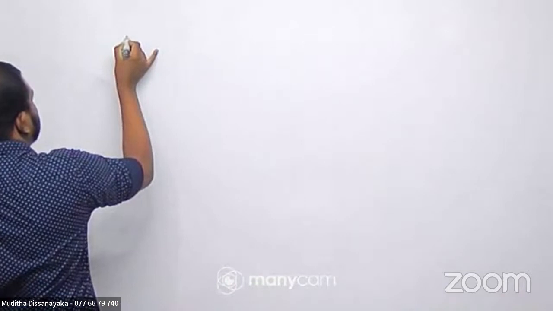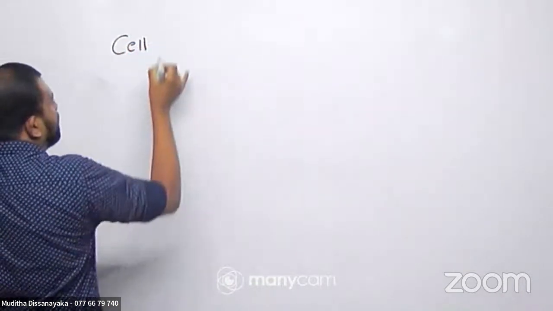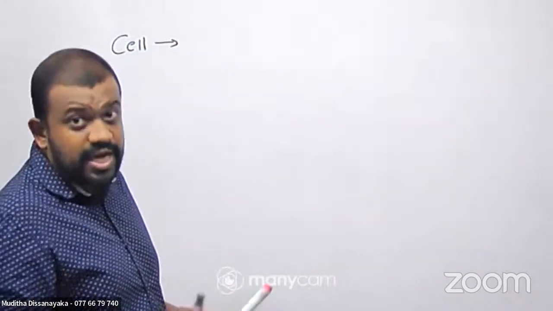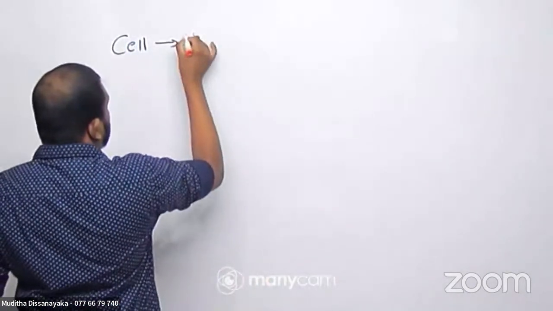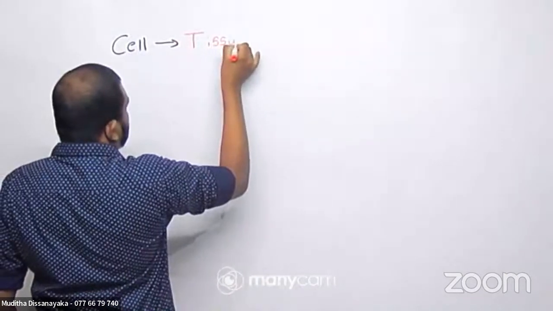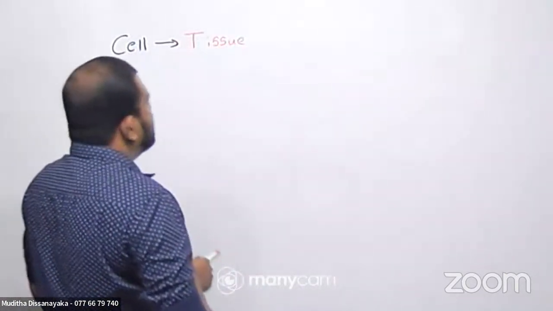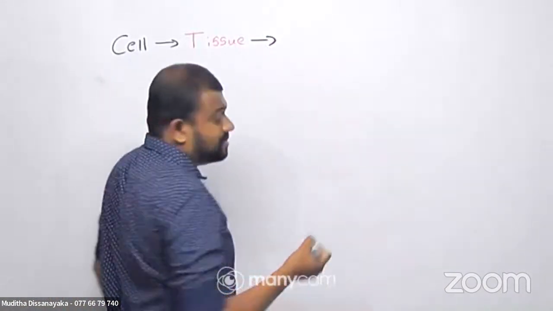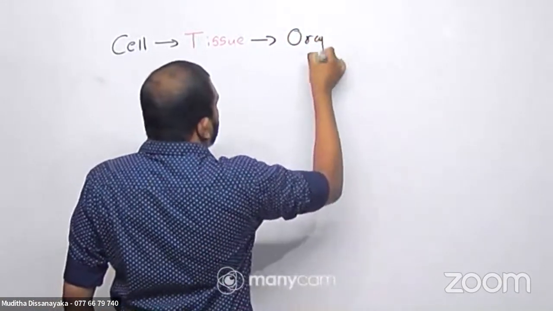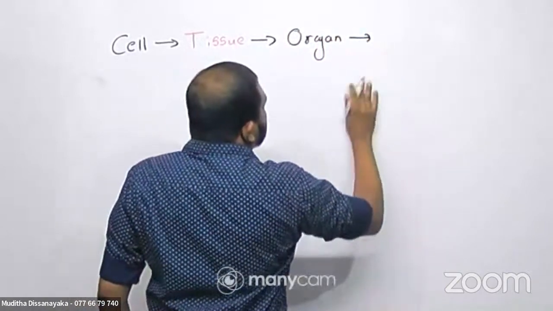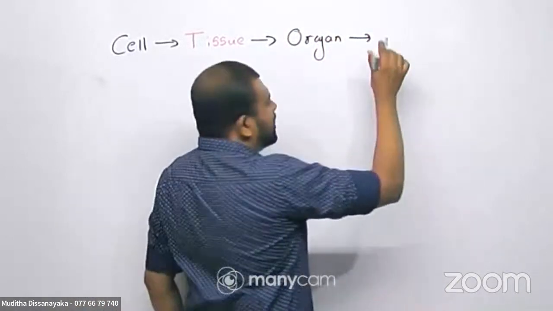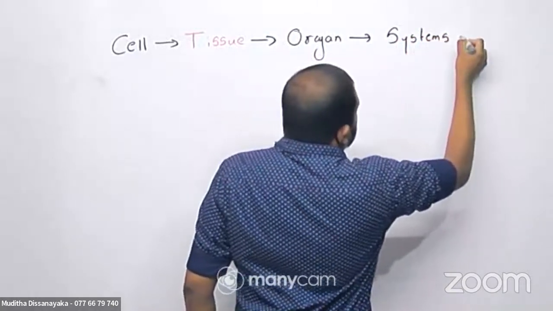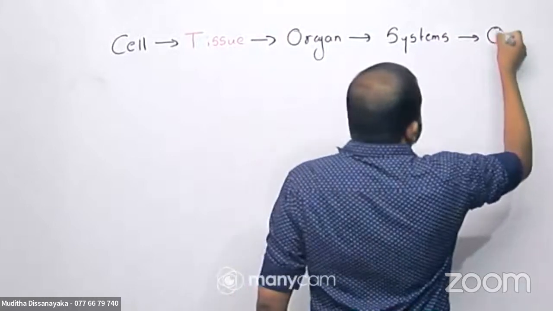The structural and functional unit is known as the cell. Cells get together and form the important one for today, tissue. So I'm going to write it in a different part. Tissues get together and form organs. Organs get together and form organ systems. I'll just write system. Systems get together and form the organism.